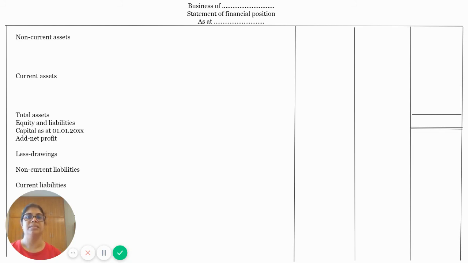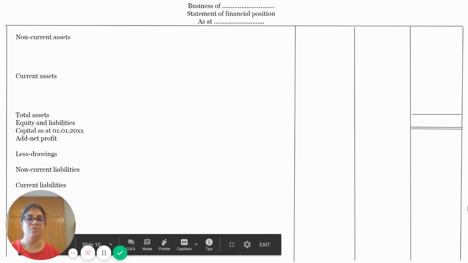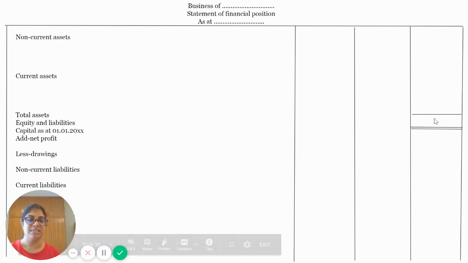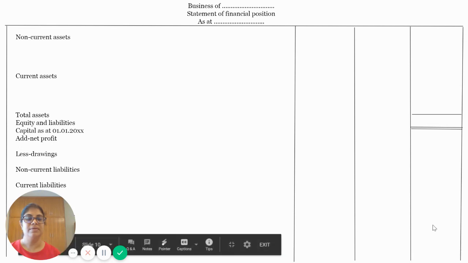Otherwise, our accounting steps have gone somewhere wrong. So always remember, if you have done the sum or the exercise properly, you must be able to get the value of total assets here equal to the value of equity and liabilities.